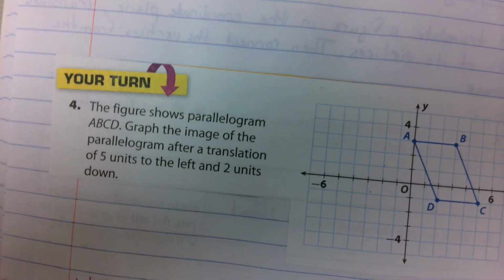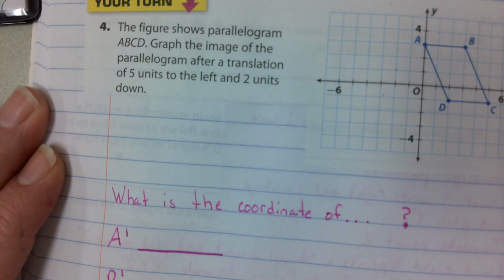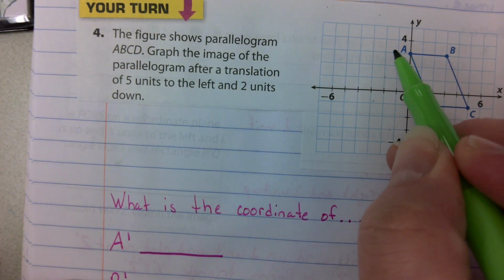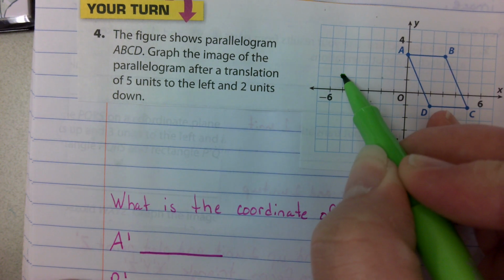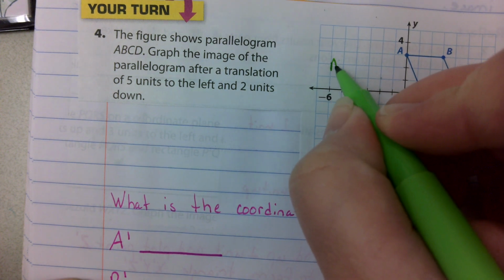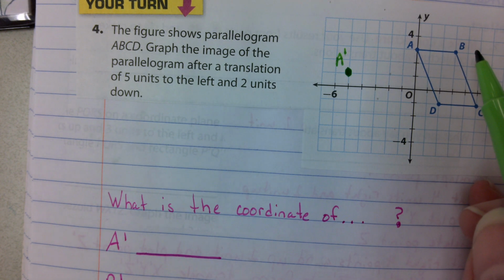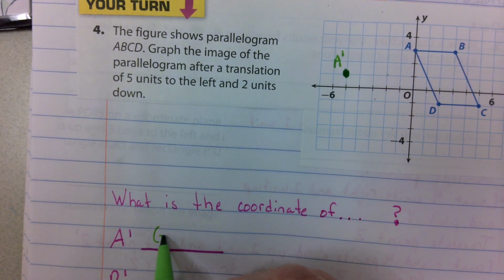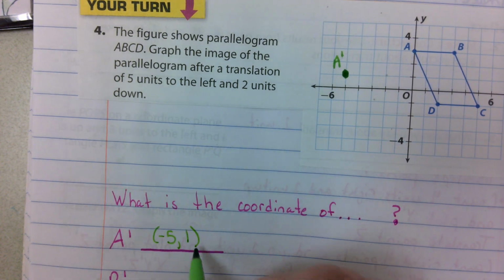All right, we should have those, but I'm going to show you just in case we have any questions on this. So A prime, that's first. And it says, go 5 units to the left. So 1, 2, 3, 4, 5, and 2 units down, 1, 2. Plot your point, label it A prime. So A prime's new coordinates will be -5, up 1, so 1.